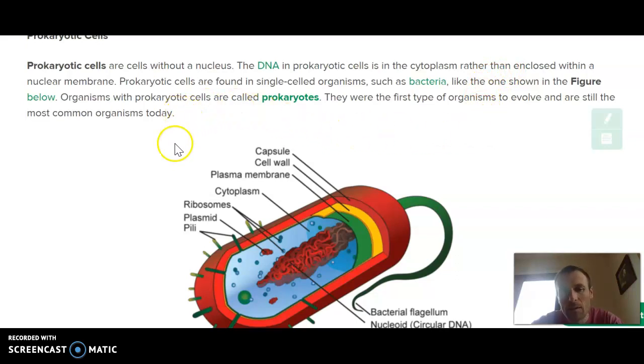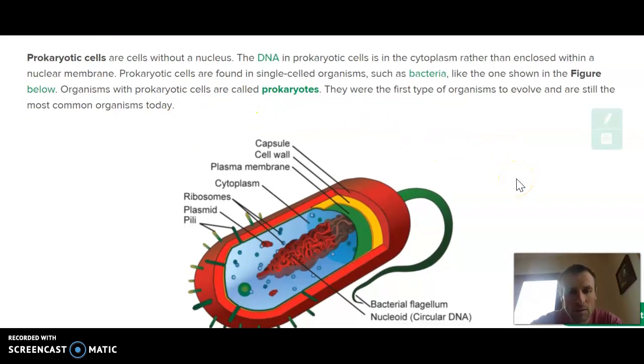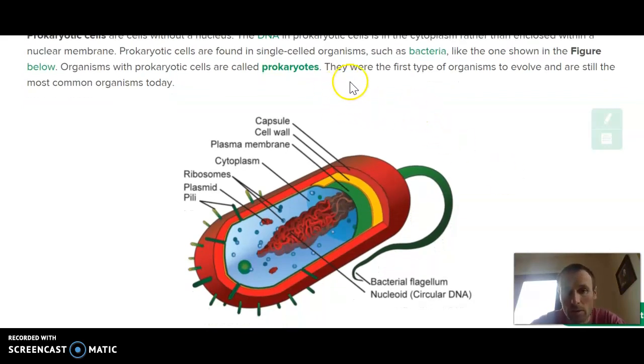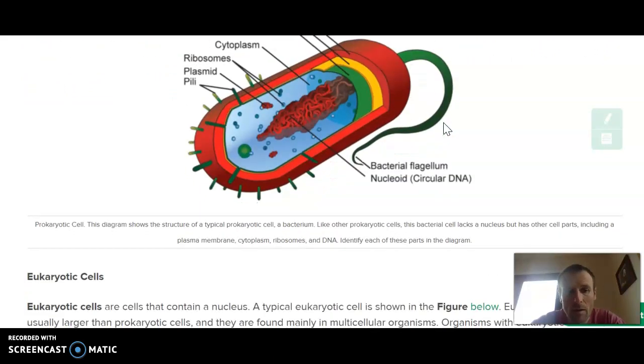And a lot of times you see prokaryotic cells for single-celled organisms like bacteria. And one of the things that's interesting about the prokaryotic cell is that it's the oldest type of cell. We think that eukaryotic cells evolved from prokaryotes, and the oldest forms of life that we've been able to detect on planet Earth have been prokaryotic organisms.